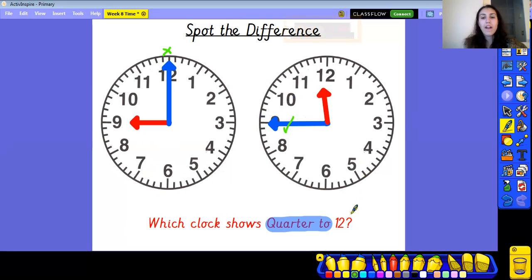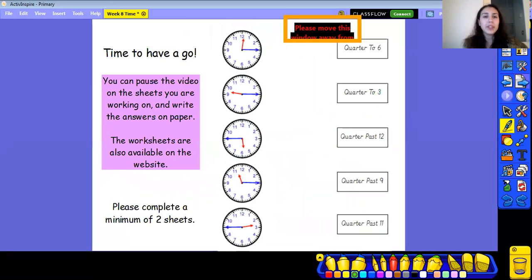Let's just double check that it is actually going to the 12. That means it should be a little bit before the 12. Yes, it is. So I know that this clock shows quarter to 12 because the minute hand is pointing over the 9 and the hour hand is pointing just before the 12. Lovely. Okay, now it really is your time to have a turn.